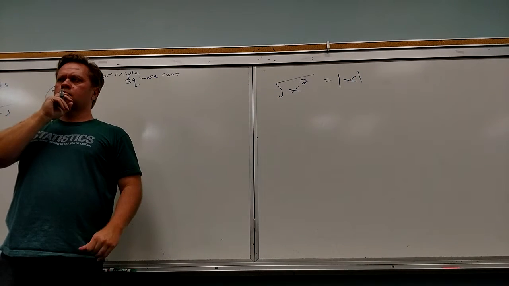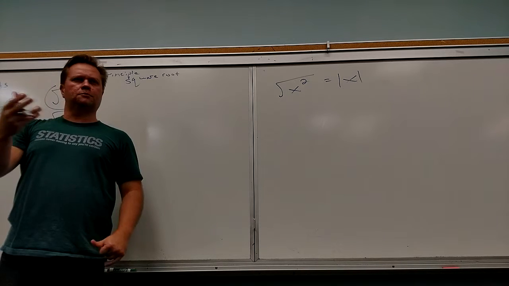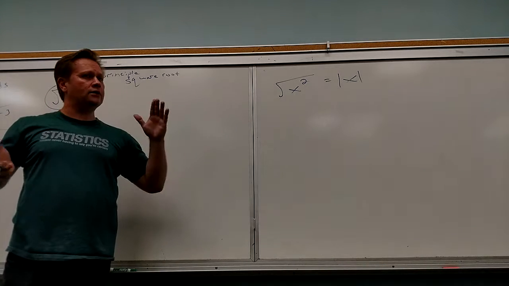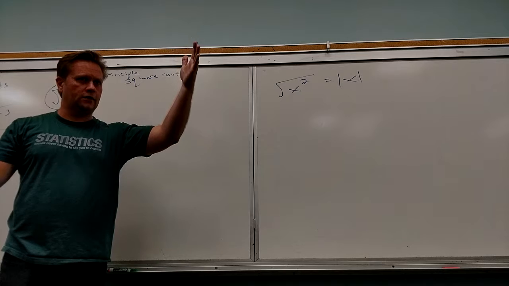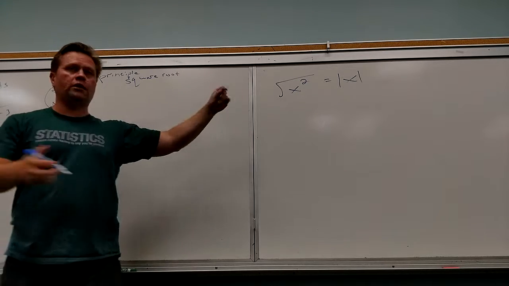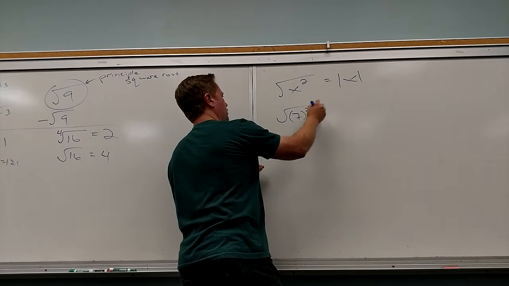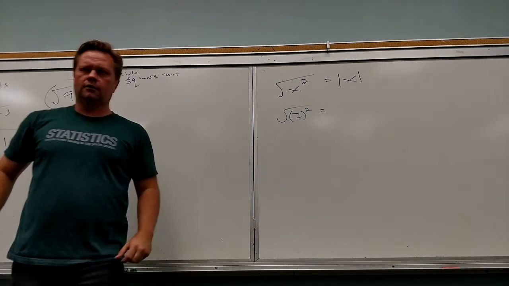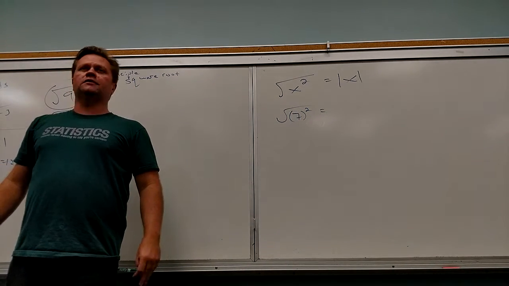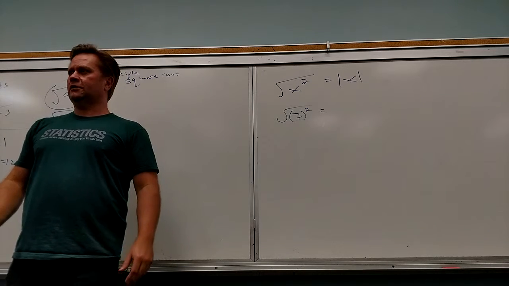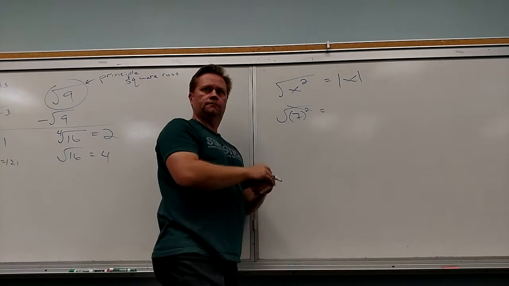Yeah. So the absolute value has purpose, because the absolute value has 2 different outputs based on what the input is. And the square root of x squared, now watch, let's try this out. What's the square root of 7 squared? You don't even really have to think about it. Square root of 7 squared is 7. See how the square root and the square kill each other?